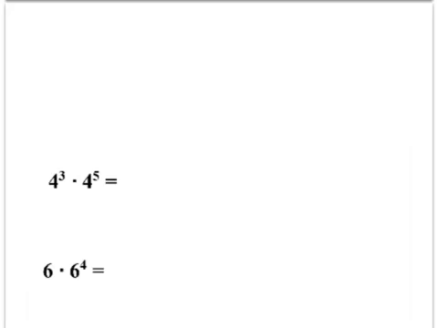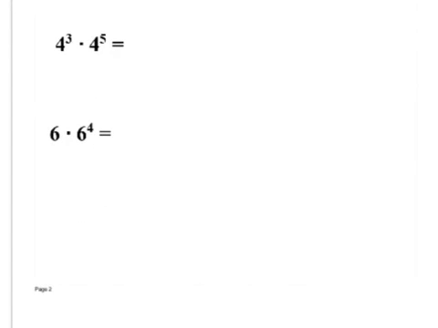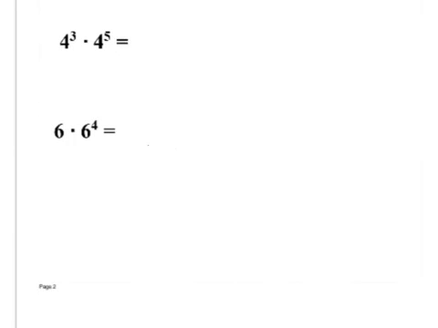Write these down. We have 4 to the 3rd power times 4 to the 5th power, and 6 times 6 to the 4th. Go ahead and work these out. You know how to do them. 4 to the 3rd times 4 to the 5th. Someone raise your hand and tell me the answer. Nicole? 4 to the 8th? Good, 4 to the 8th. Because she took 3 plus 5. Remember, when you multiply bases, you add exponents.